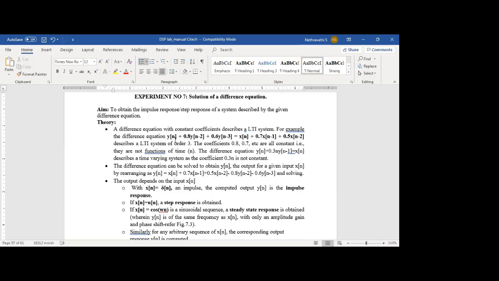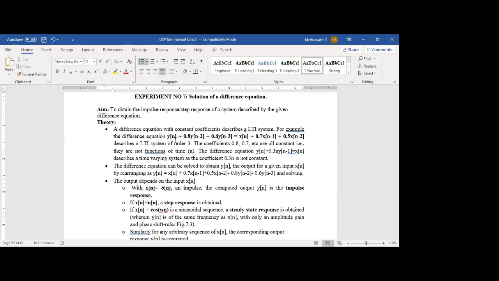And this x of n can be anything. It can be an impulse, that is delta of n. That is, my input x of n can be an impulse. My input x of n can be a step, or my input x of n can be a sinusoidal type of signal also. Okay, so here, to get the final output, that is the impulse response or step response or sinusoidal type of response, I am replacing my input. My input can be anything. It can be an impulse, it can be a step, it can be a steady state, anything it can be.